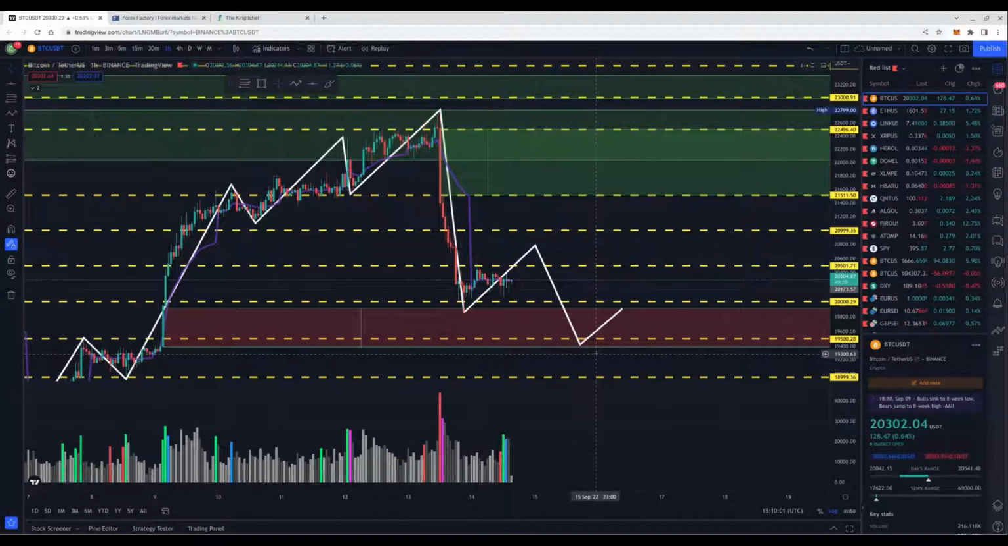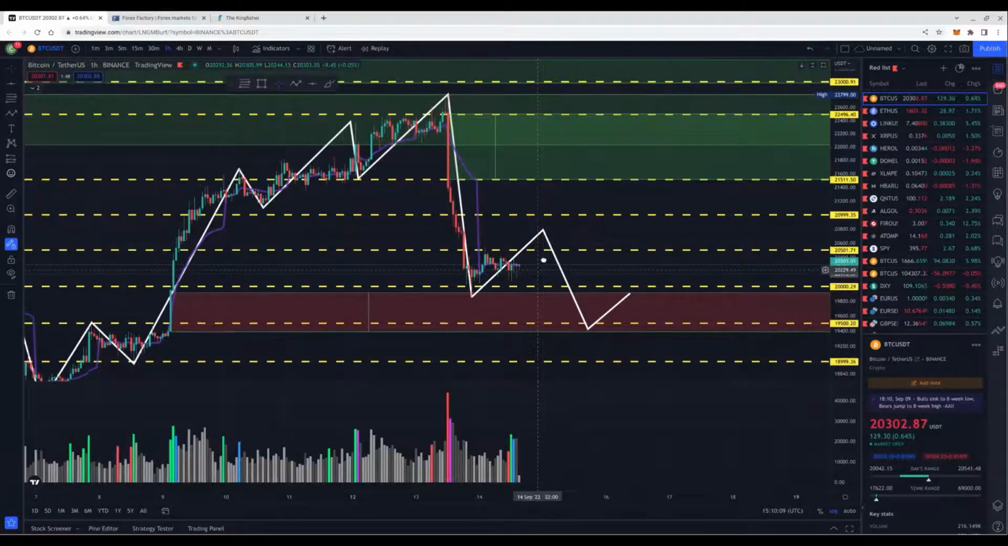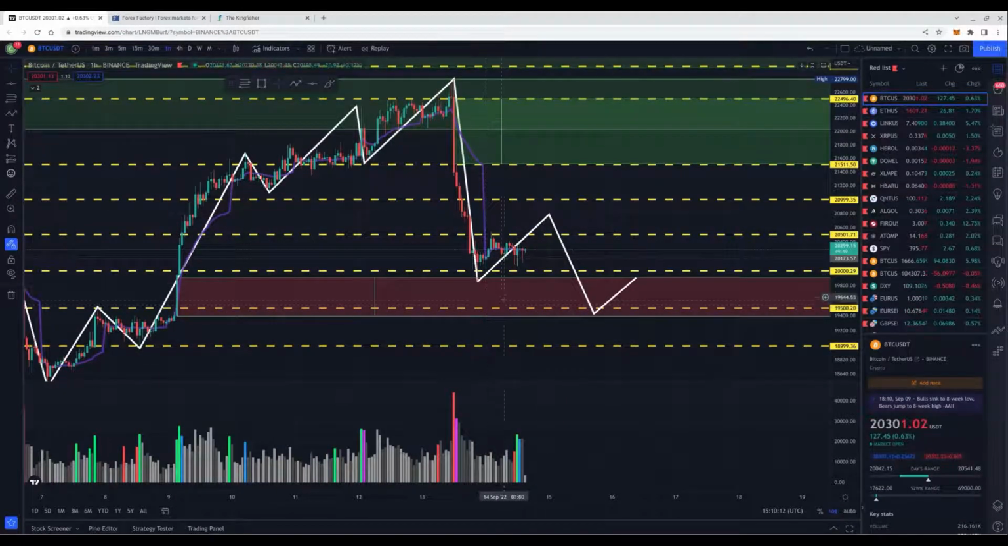Remember, none of this is financial advice. You do whatever you want to do. This is all for educational and entertaining purposes. But we see imbalances in the charts and we also see a structure which is forming. So let's see if we can draw some conclusions from this.